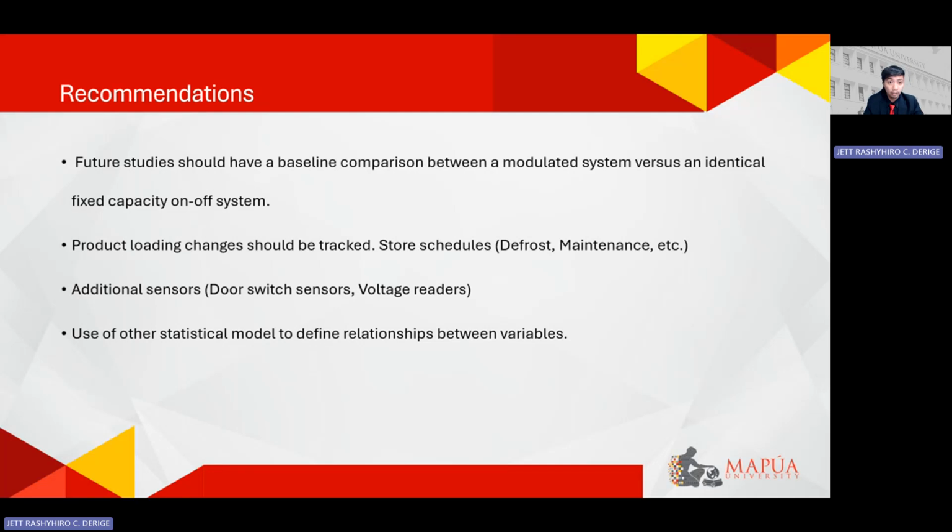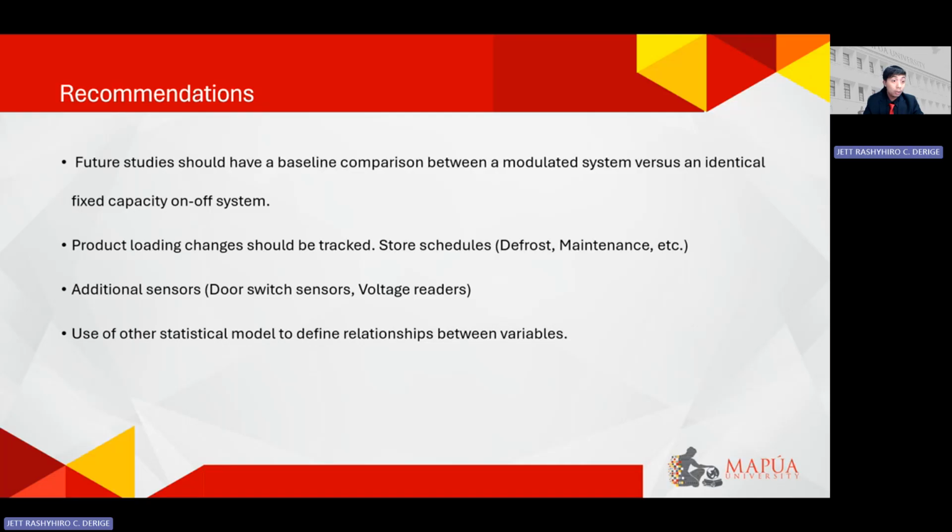There should be a baseline comparison between a modulated system versus an identical fixed capacity on-off system. We would be able to see how much of a difference there is in efficiency on a modulated unit, may it be digital or variable speed, in comparison to a traditional on-off system. We would be able to appreciate how it differs in operation, and also how one is much more efficient than the other, given that it operates on identical conditions.